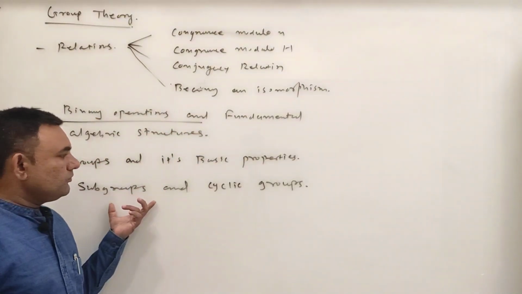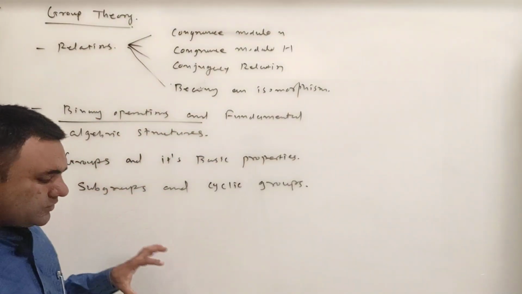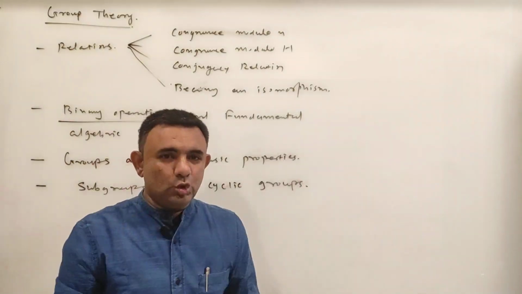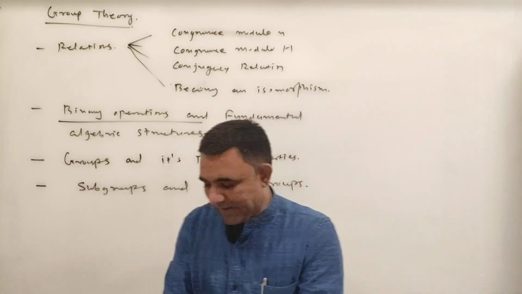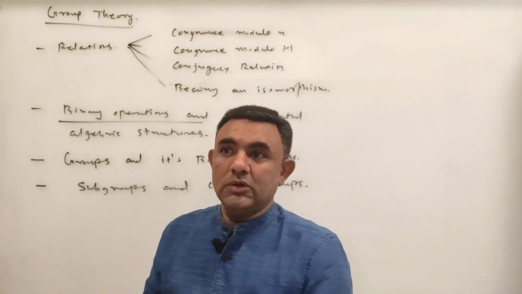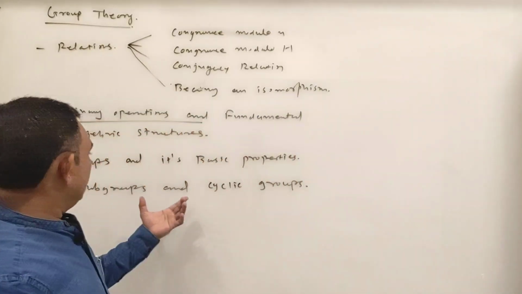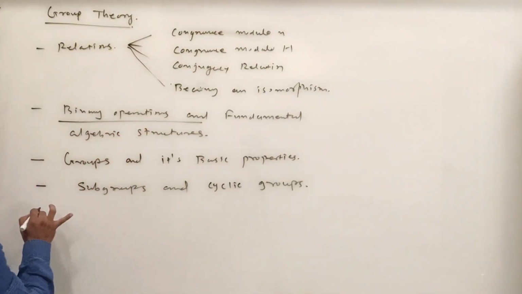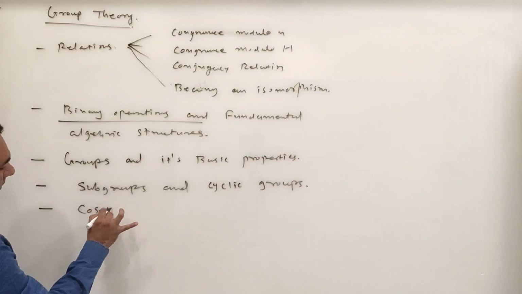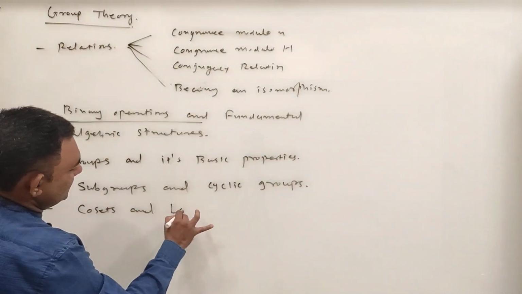So here we will have some idea of, if you are given a group, then what is a subgroup, how we claim that this subset is a subgroup, and what are cyclic groups. So here we develop the ideas of subgroups and cyclic groups. Then we will go for the cosets and Lagrange's theorem.